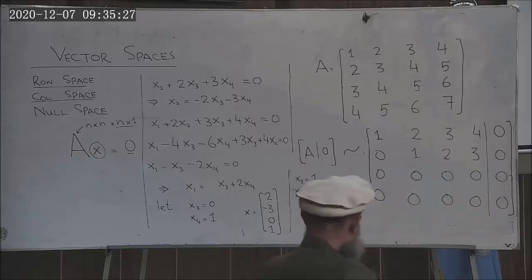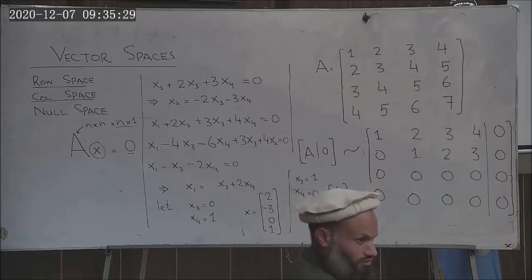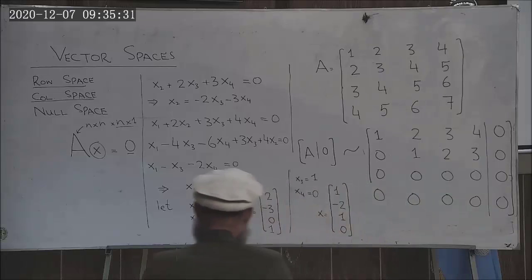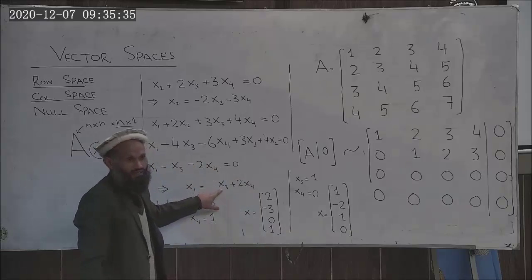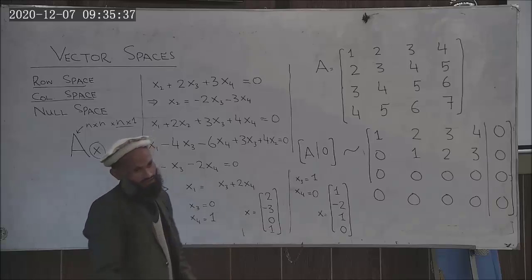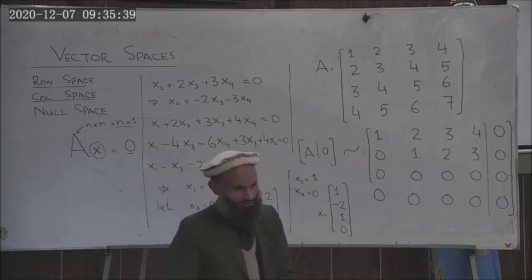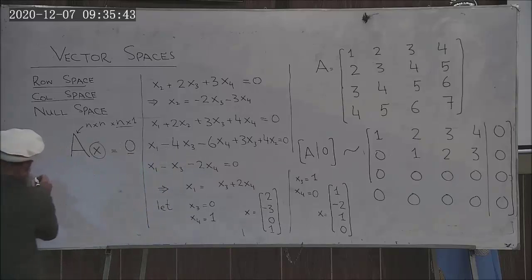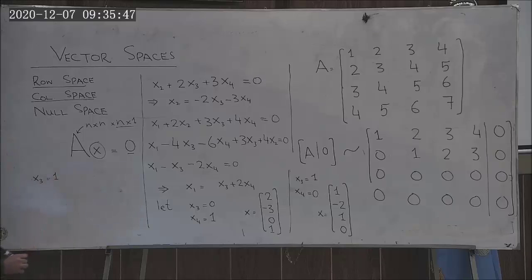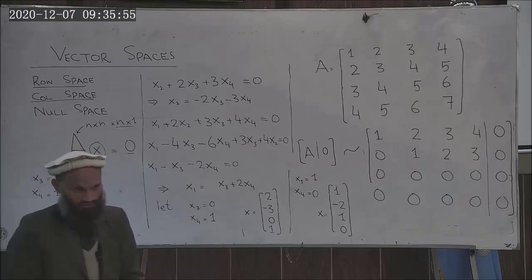So how will you find any other solution? For example, here there is no restriction on x3 and x4. x3 and x4 are any real numbers. So if you take this choice, that is also quite valid. For example, I take x3 equal to 1 and x4 equal to 1. That is also a valid choice.